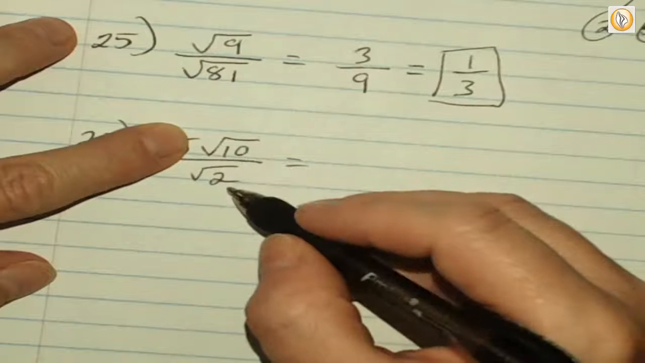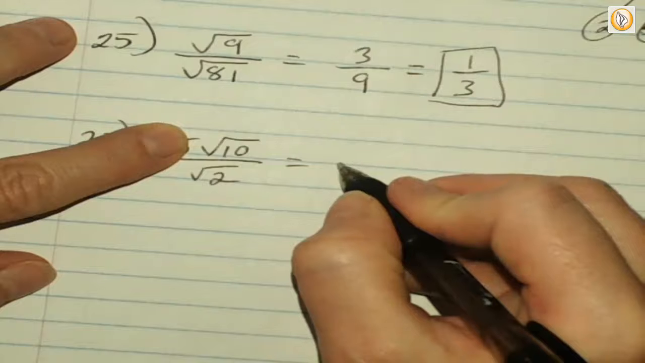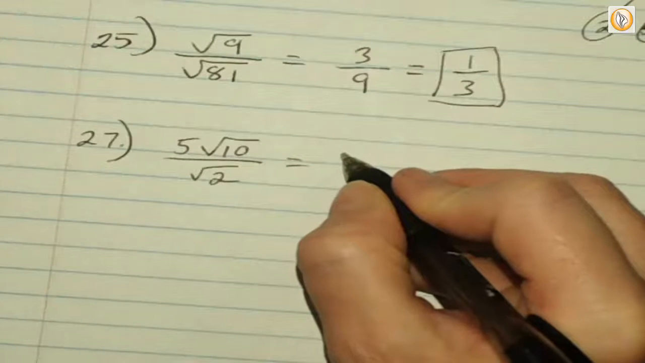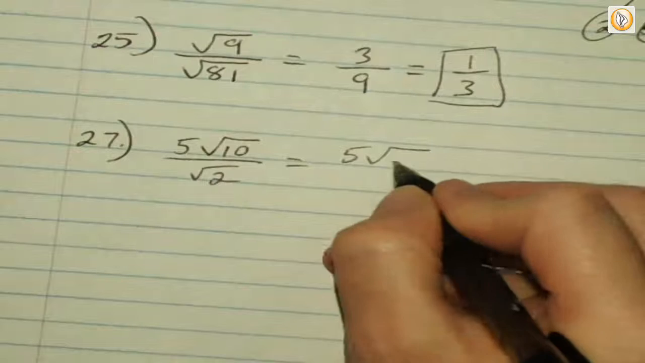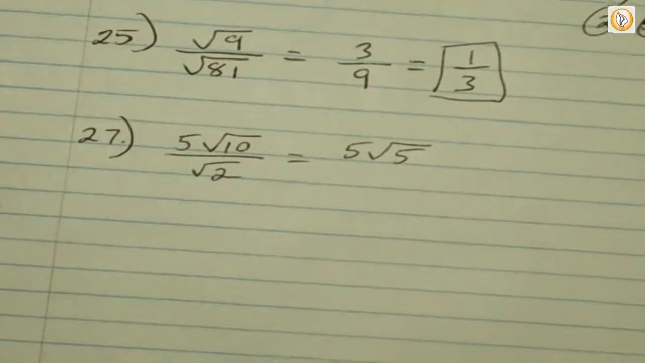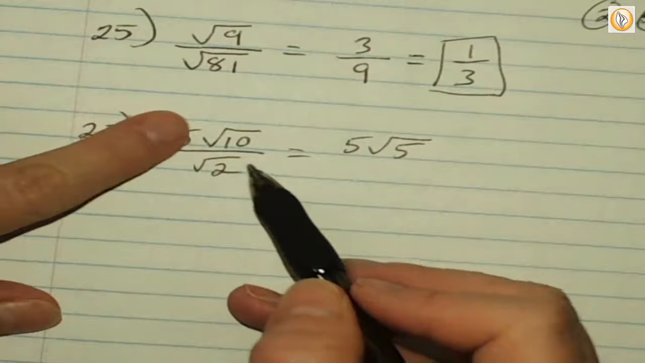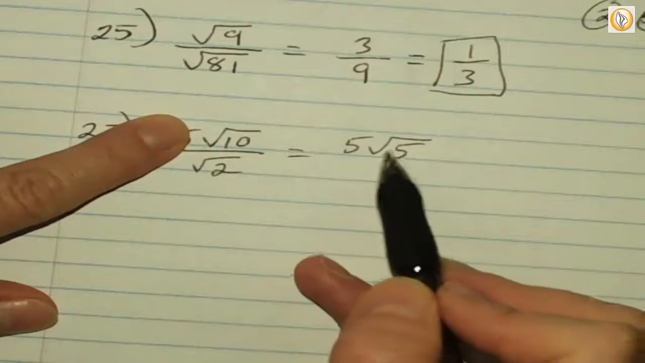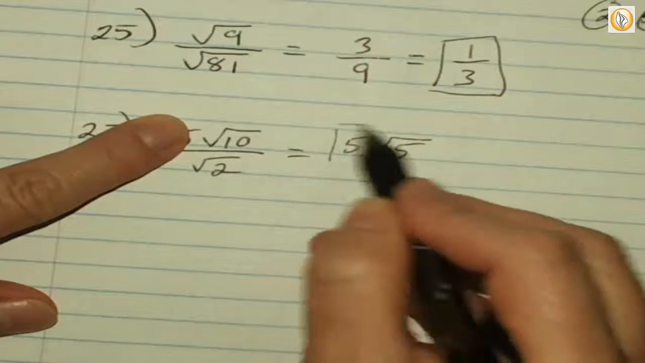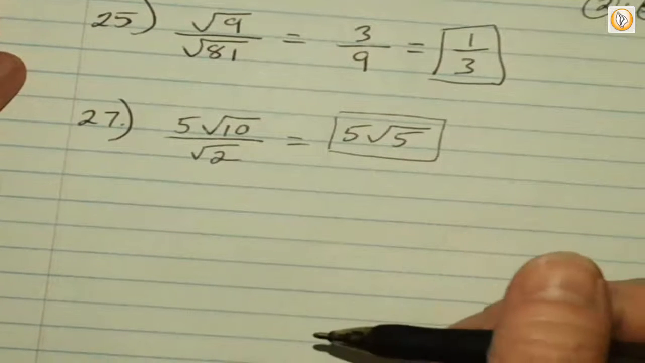So the square root of 10 divided by the square root of 2 is what? The square root of 5. So then it's 5 times the square root of 5. Perfect. See, that number basically is just going to stay the same because 2 can go into 10 evenly. This can't be simplified anymore, so there's your answer. Any questions?